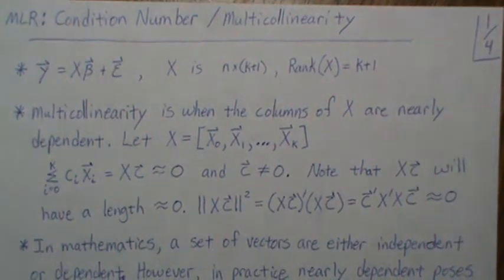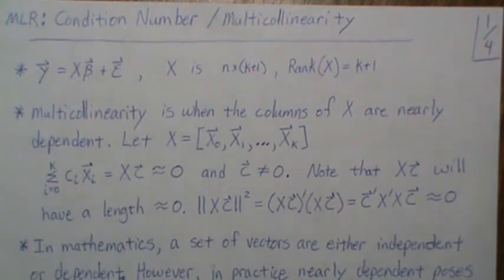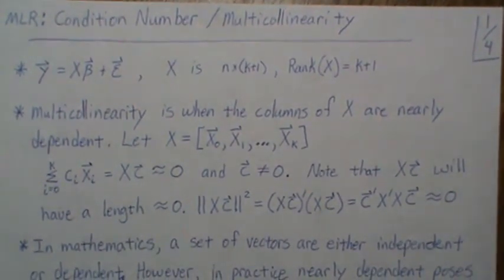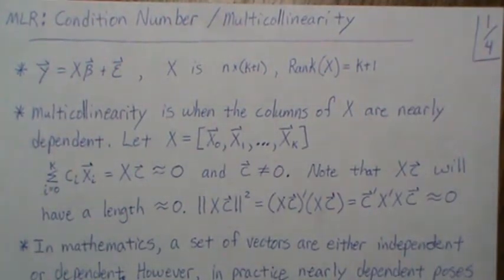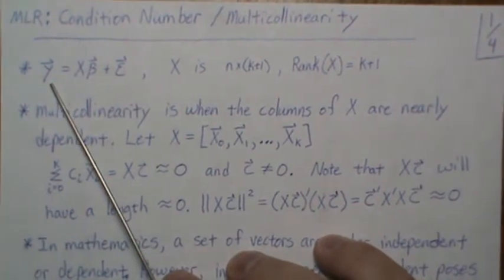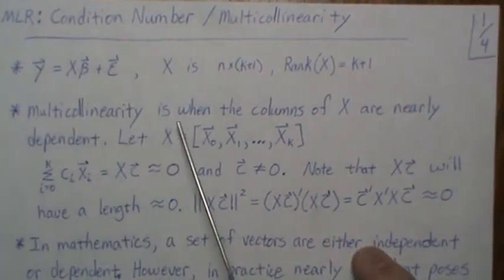Hello, in this video we're in the multiple linear regression setting and we're going to look at the condition number, and it has to deal with multicollinearity. It's a number that we look at to see if our column space or the variables have multicollinearity, and we'll just jump right in. So we assume that our model is y is equal to x beta plus epsilon.